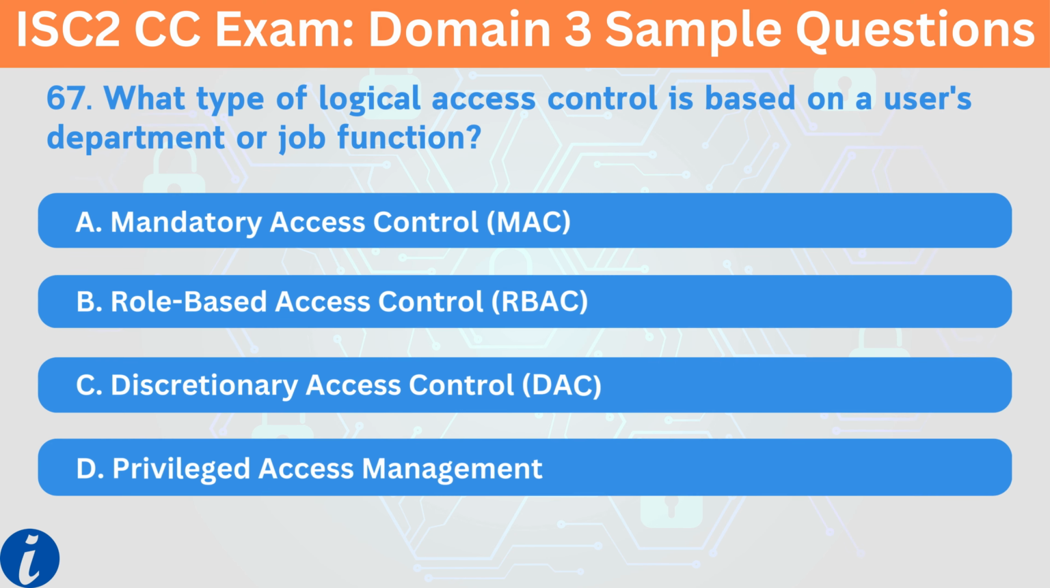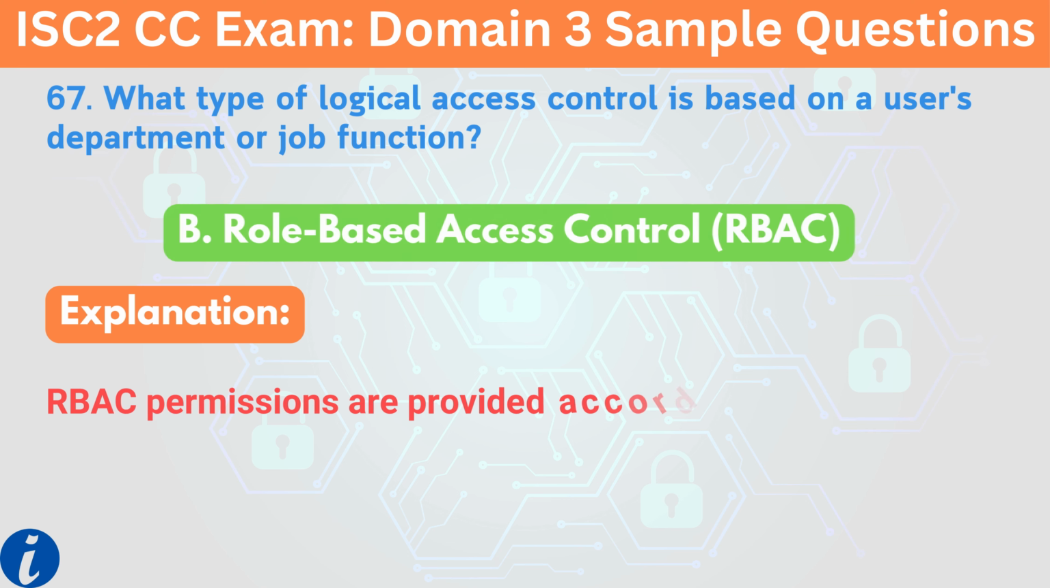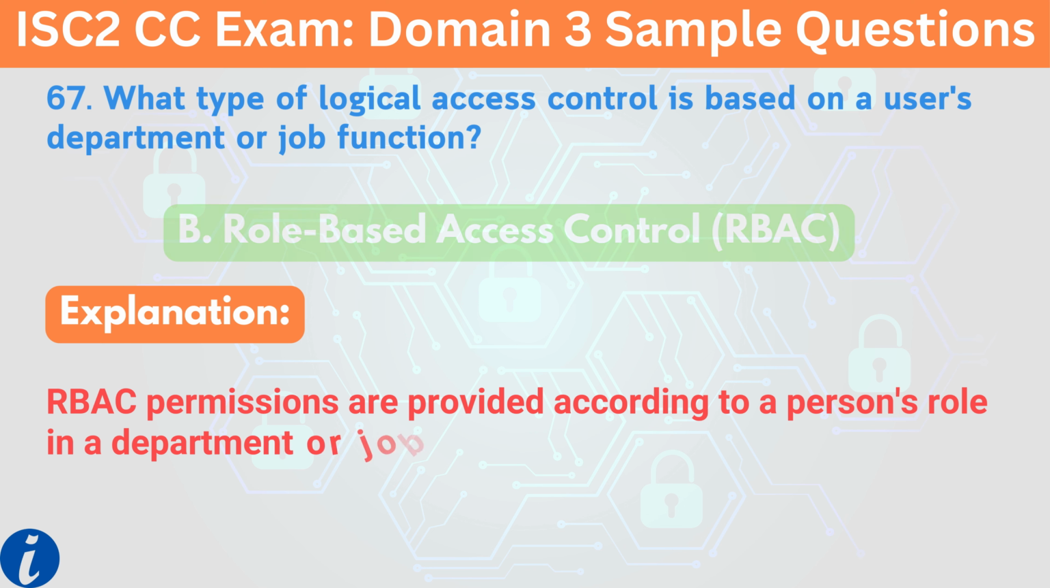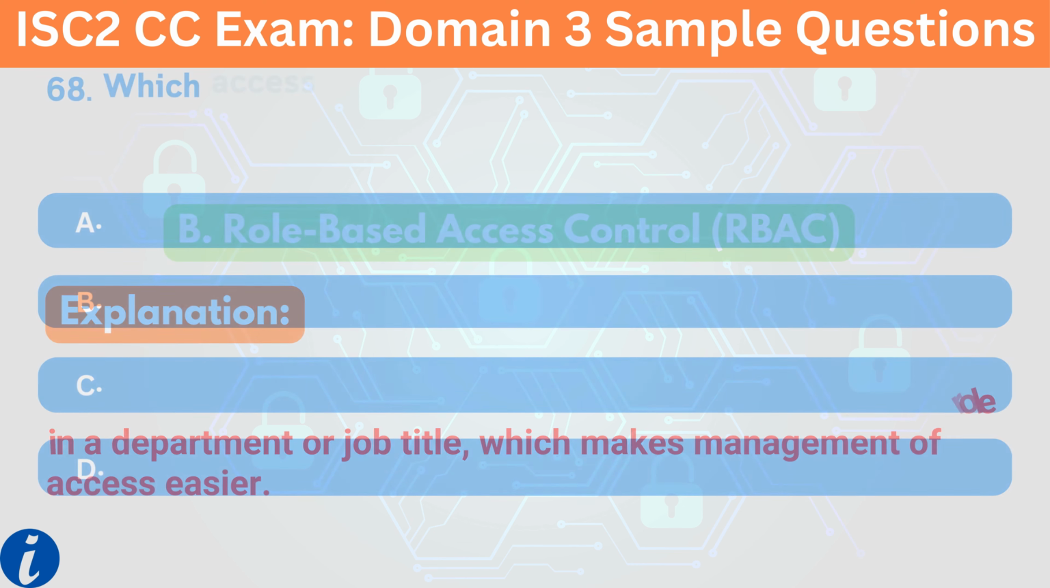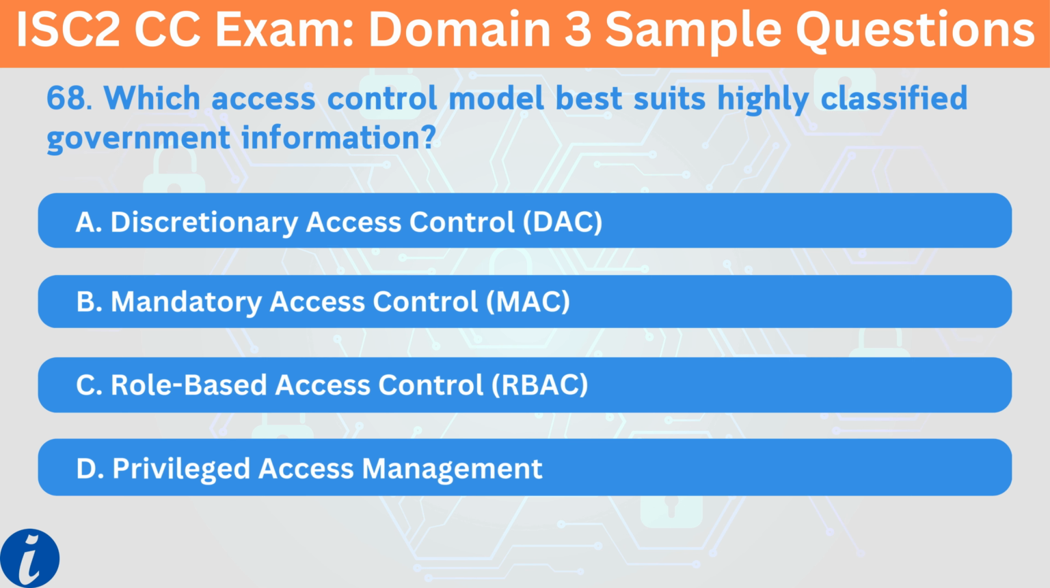67. What type of logical access control is based on a user's department or job function? A. Mandatory access control, MAC. B. Role-based access control, RBAC. C. Discretionary access control, DAC. D. Privileged access management. The correct answer is B. Role-based access control, RBAC. Explanation: RBAC permissions are provided according to a person's role in a department or job title, which makes management of access easier.